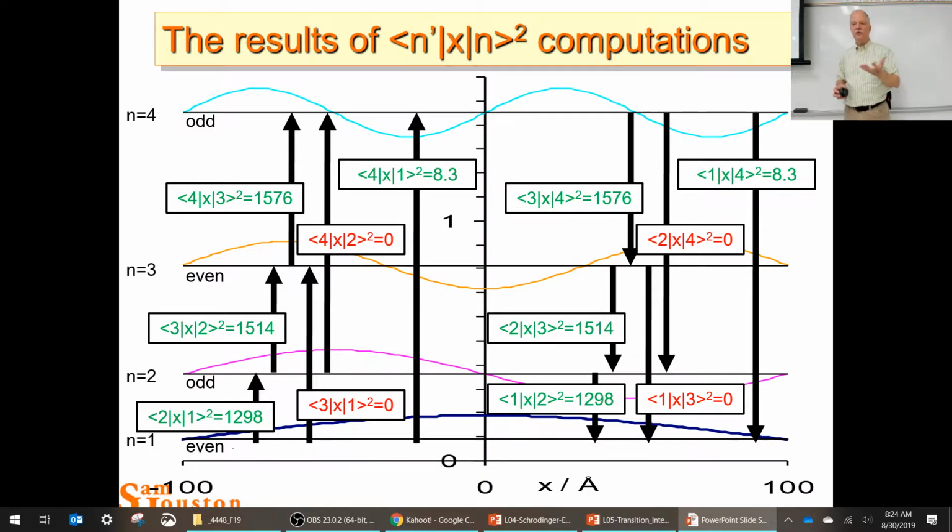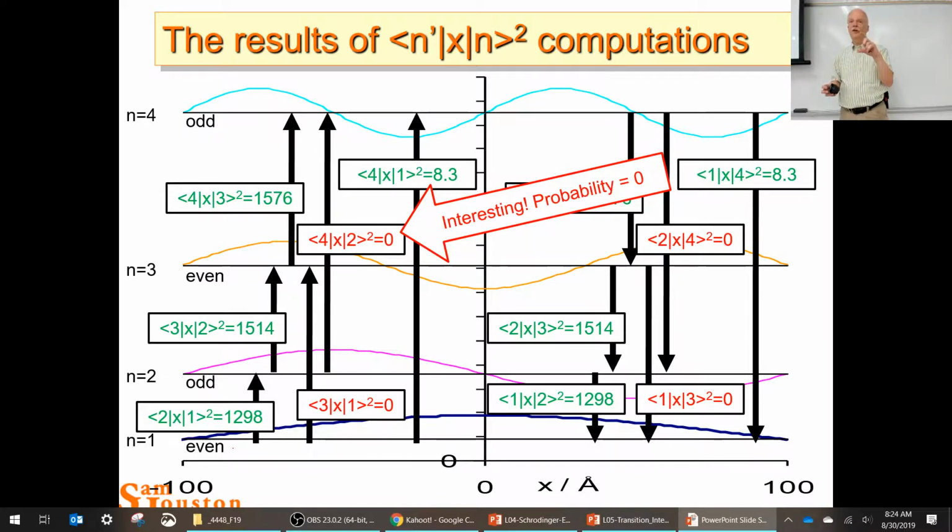So these are some interesting results. Notice 1 to 3 is 0 and 2 to 4 is 0. So even though I have this x times this wave function times the complex conjugate integrated over all space and squared, those are all sine integer multiples of pi, and everything is 0 when I do that calculation and end up with a probability of 0. So this is telling us that it's not allowed to go from 1 to 3.